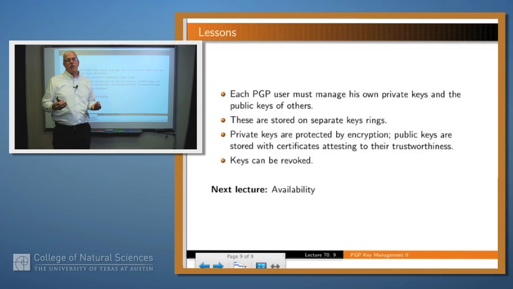Okay, so what have we said? We said that each PGP user maintains this public and private key ring on which they store their own keys and the public keys of anyone with whom they correspond. So we have these two separate rings, and the private keys are protected by encryption. The public keys are stored with certificates to attest to their trustworthiness. This is the key legitimacy field that we talked about. And keys can be revoked. That is, you can revoke a public-private key pair, but you can't actually force anyone not to send you messages encrypted with that, though you can refuse to accept them.